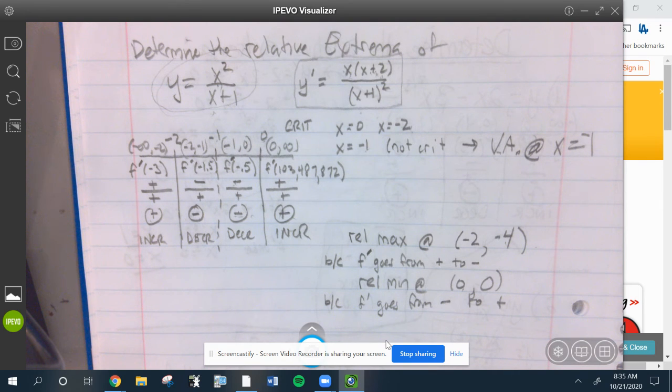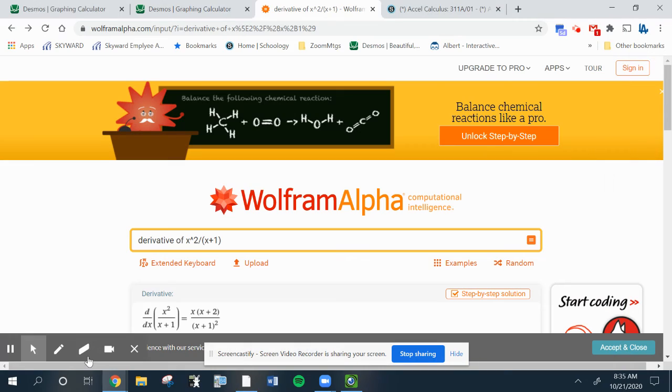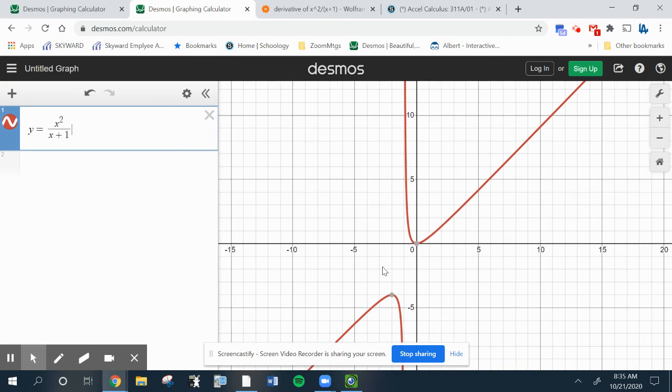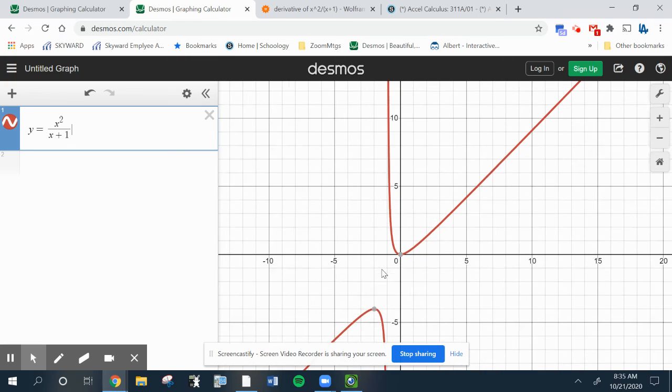We're going to take a look. So graph it on your graphing calculator. I went to Desmos. It's easier for you to see. There's the function. We have a max at negative 2, comma negative 4. That's what we got. And we have a min at 0, comma 0. And it looks like we have this asymptote at x equals negative 1. So everything looks really good.